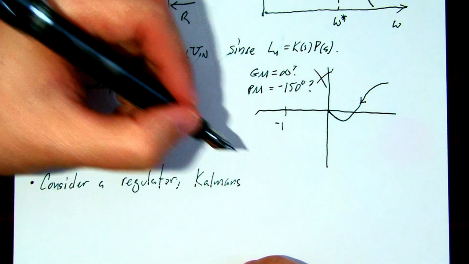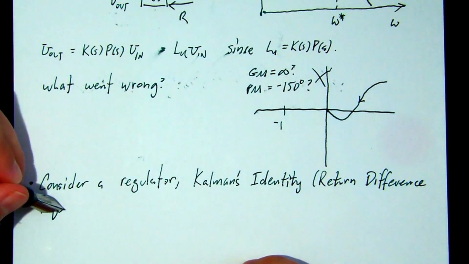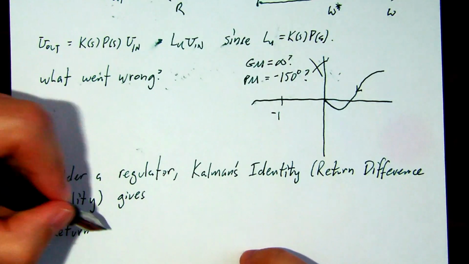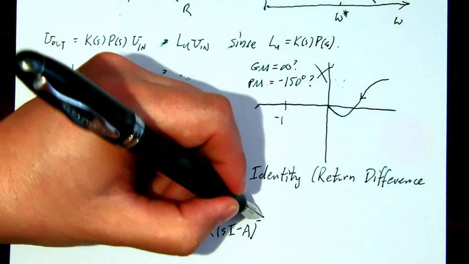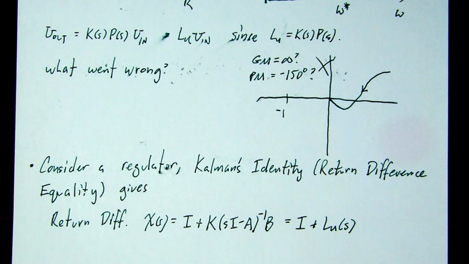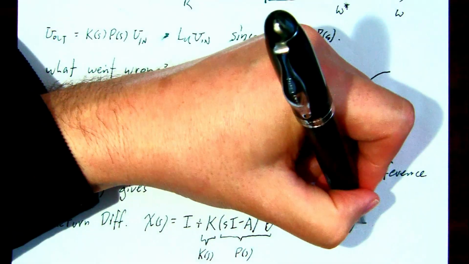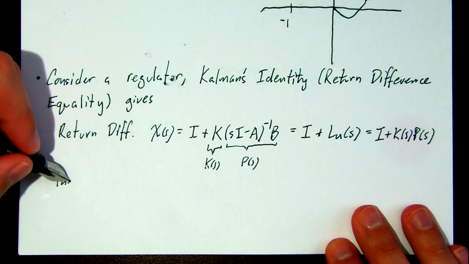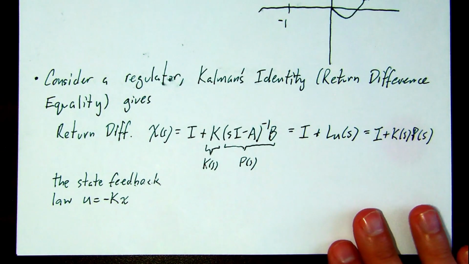So let's consider just a state feedback system, a regulator, LQR, Kalman's identity, or the return difference equality. Directly in that formula, it's just a manipulation of the algebraic Riccati equation, you get the return difference. I call it chi. It's I plus K(sI minus A) inverse B. And that's where you can get the definition of the loop gain from directly, because we know return difference is I plus L_U, where the subscript U just denotes that's the loop gain at the plant input. And so we know that then it's the positive K, that's the K of S, and it doesn't contain the negative feedback.